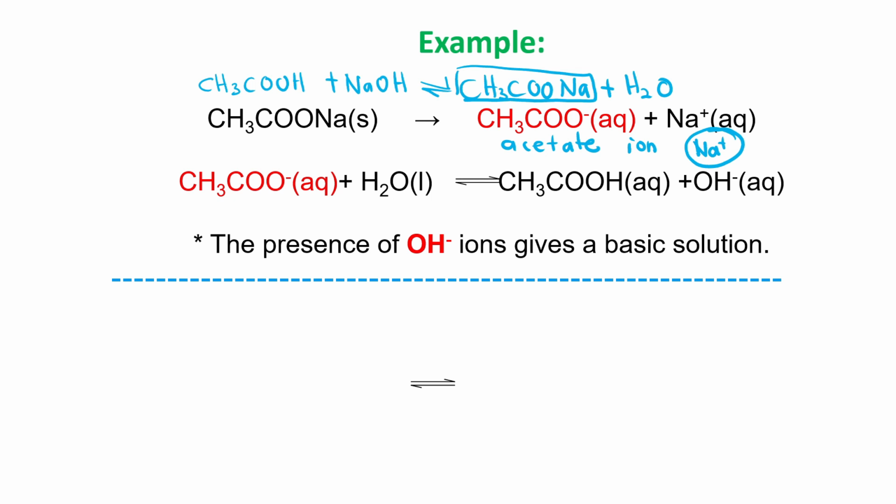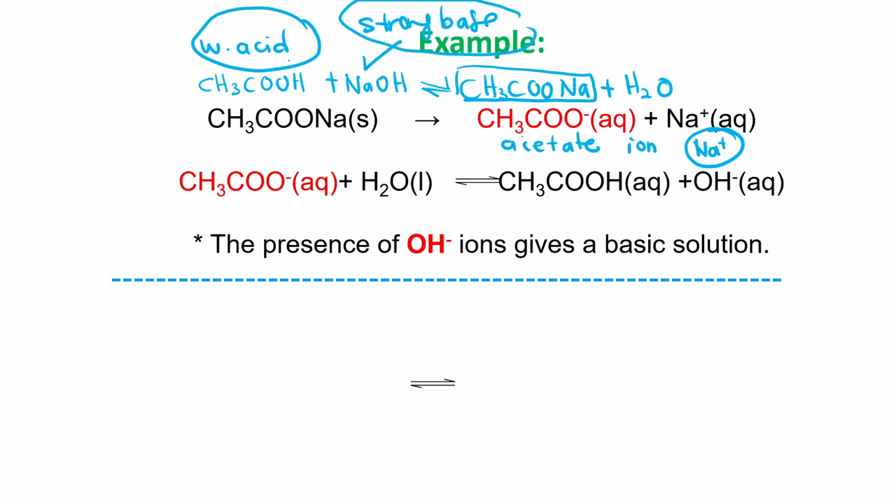Di antara dua ni, Na adalah daripada strong base. CH3COOH adalah daripada weak acid. So kita ada weak acid dengan strong base. CH3COONa mengurai kepada acetate dan Na+. Jadi kita ambil CH3COO-. Kenapa kita pilih CH3COO-?